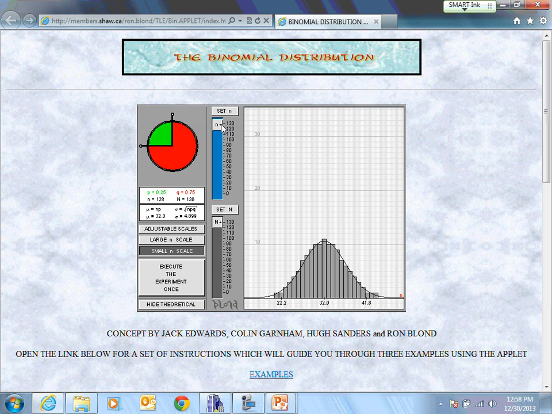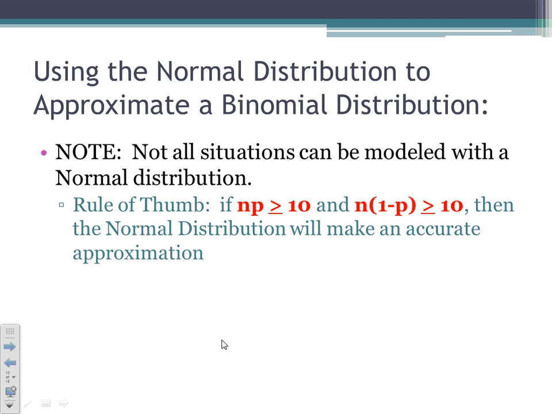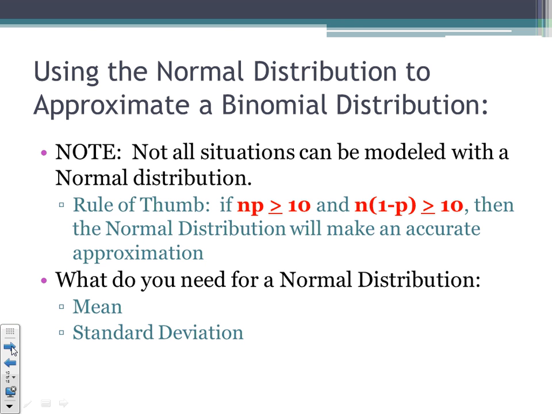Again, that's the law of large numbers at work. So that's what we're looking at here. All right, so let's go back to our slides here. So if we recognize the normal distribution is going to be accurate in our approximation, what do we need in order to work with the normal distribution? Well, we need to know the mean and the standard deviation.